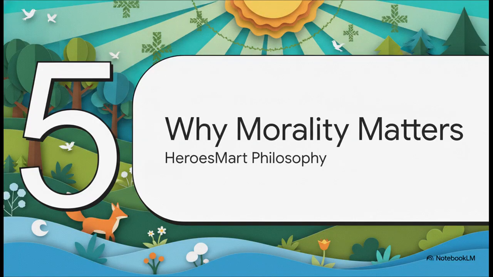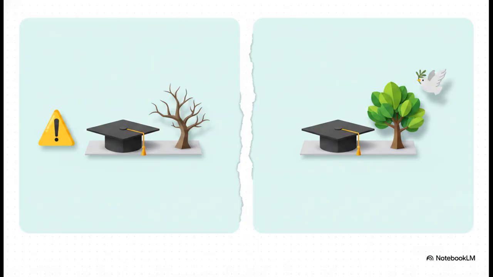Section 5. Why Morality Matters. The Hero Smart Academy Philosophy. This brings us to a really vital contrast. Just think for a second about education without morality. If we just teach science and facts without any moral compass, it can lead to people who are supposedly highly educated continuing to make terrible choices that hurt themselves, hurt others, and hurt the planet. Seriously, what's the point of being smart if your actions just cause harm?